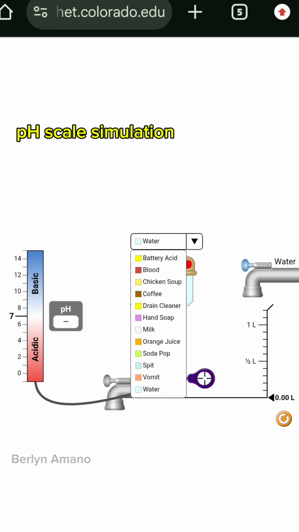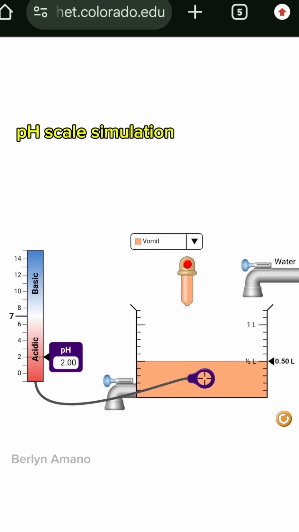What do you want to try? I think you're curious about vomit. What do you think is the pH? The pH is 2. So why do you think the vomit is a strong acid? A pH below 7, that means any number below the 7. So it's 2, below 7? Yes, it is. So therefore it is acidic.